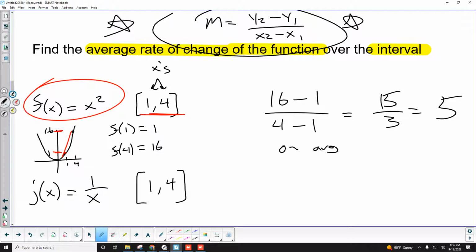Now we can say what that means. On average, y equals x squared. Yeah, function notation, y equals, it's the same thing, right? Y equals x squared goes up 5 y's per x from 1 to 4. Cool?